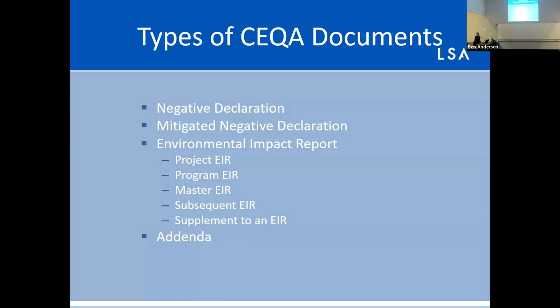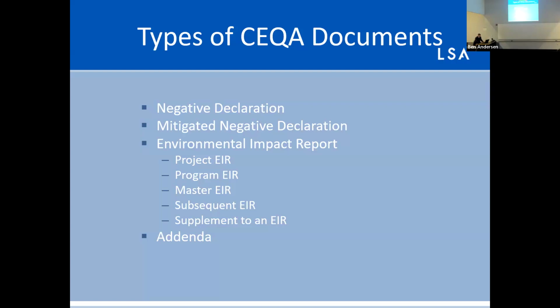So in terms of different types of documents, I touched on all these things, and there's a whole list of things under EIR or report, and that's because they can take a lot of different forms. But it all gets to the same thing, where they have a very detailed analysis for the EIRs. The mitigated negative declaration and negative declaration need to be supported by a checklist.